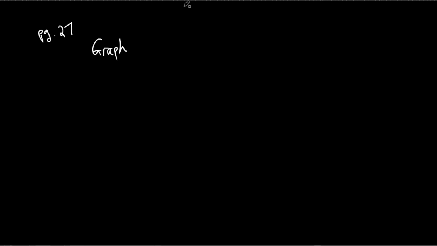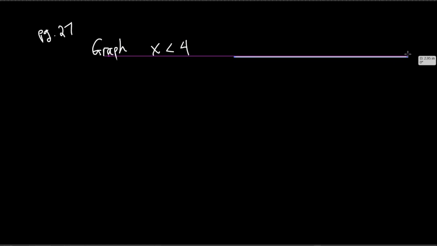Okay, let's do 30. So it's x is less than 4. X is less than 4. So I give you a number line like this. Well, actually, I don't give you the number line. You're going to have to draw your own number line. I did on the quiz, though, didn't I? I gave you a number line on the quiz. So you're going to have to draw your own. Put an arrow here and an arrow here.